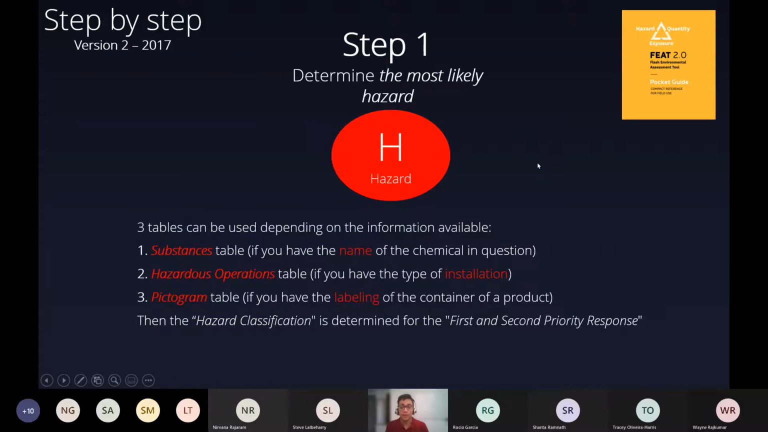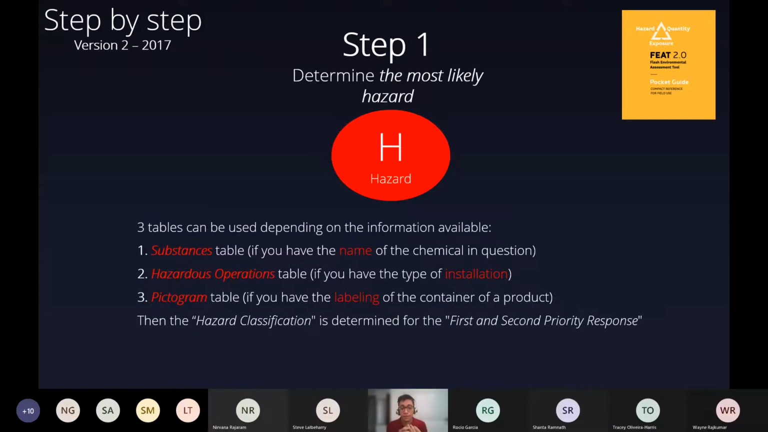So step one is determining the most likely hazard, and there are three options to determine this. The hazard can be determined using the name of the substance, the type of hazardous operation in place, or the pictogram. The FEAT Pocket Guide will give you three tables in order to get this information.